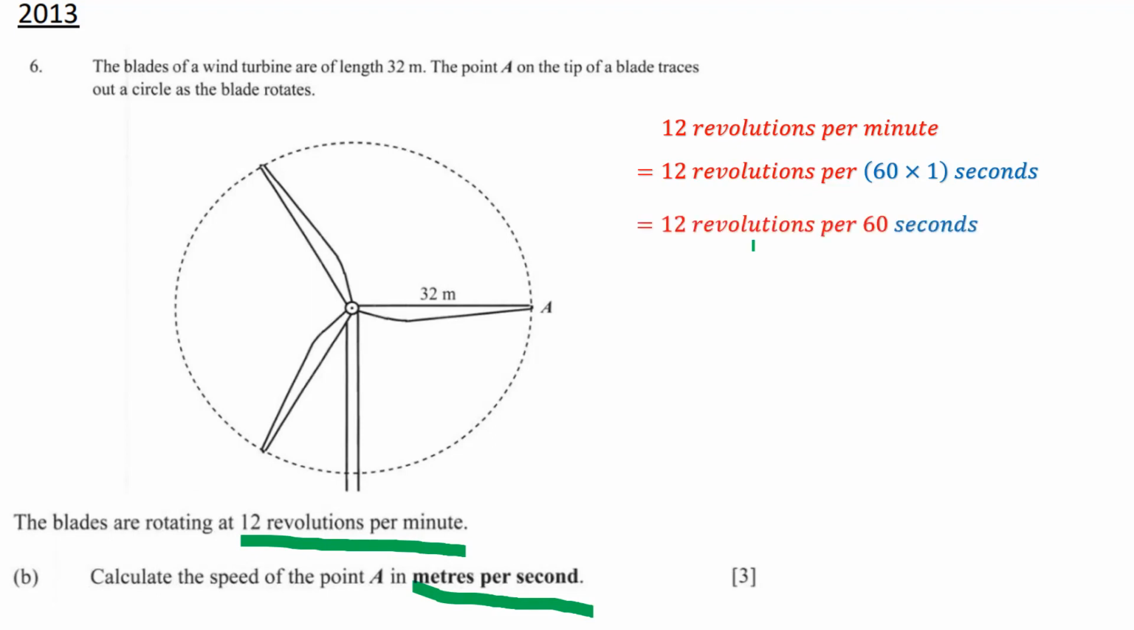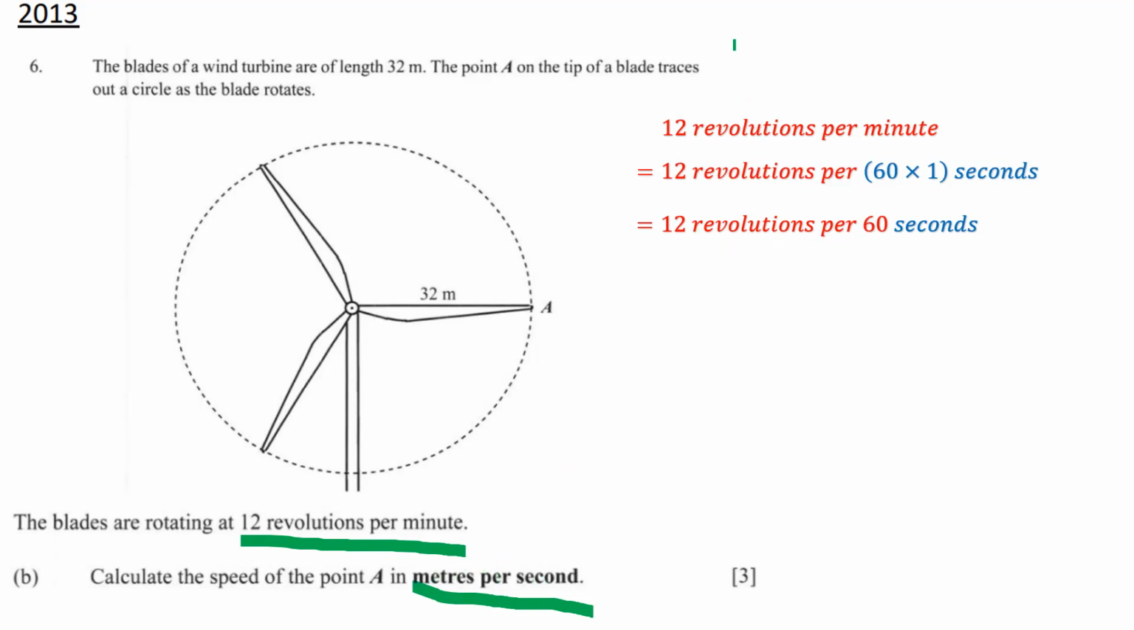So we have 12 revolutions per 60 seconds. How many revolutions are there going to be in 1 second? That's a good thing to do, but before we do that, because it says meters per second, we already get the seconds, but we want meters. So how many meters are covered in 12 revolutions?